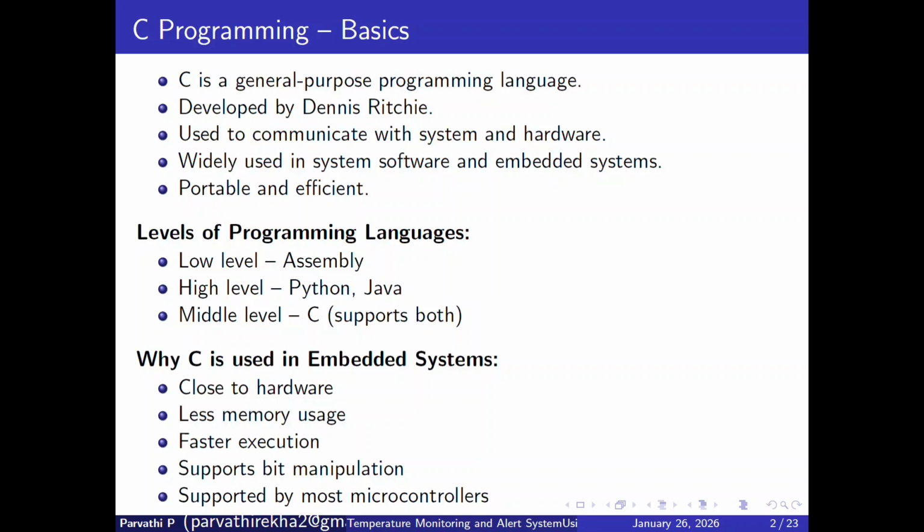C programming is a general-purpose programming language developed by Dennis Ritchie, and it is used to communicate with system and hardware. It is widely used in system software as well as embedded systems, and it is much more portable and efficient compared to other programming languages.